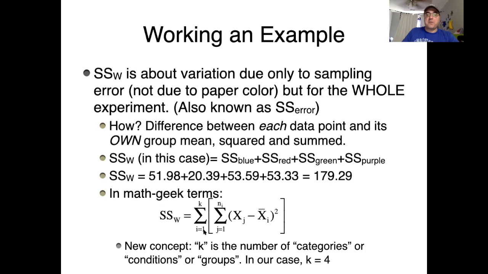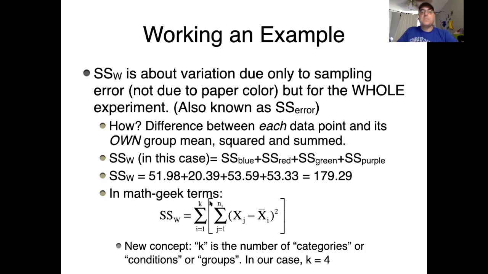So we're going to start with the first group, and we're going to do that for group 1, and then group 2, and then group 3, and then group 4, until we reach a value for I that is equal to K. K is the number of groups in the study. Since we have 4 groups in the study, K for us is equal to 4.